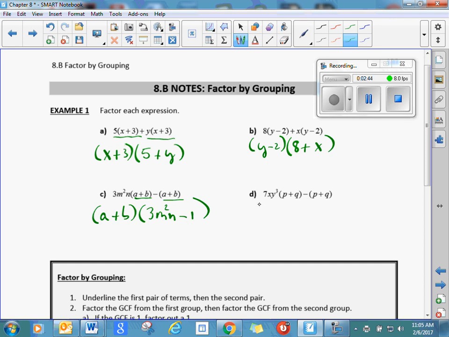And 7D is an example of exactly the same thing. The p plus q is the term that's in common. What's left is the 7xy cubed. And since the p plus q, we factored this guy out entirely, there is a negative 1 left on the inside.